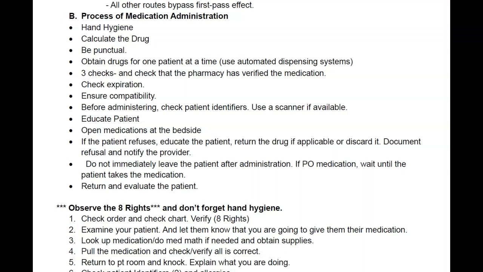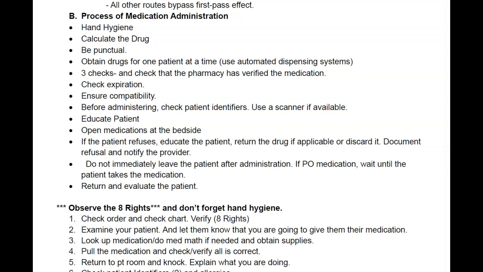Obtain the drugs for one patient at a time. When you're taking the medication, don't take all the medications for patient A, and then in another pocket you have medications for patient B, and on the other pocket you have medications for patient C. Because what if you can't remember which medication you put where, who it belongs to? That can increase your chances of committing a medication error. So please don't do that. Obtain the drugs for one patient at a time.